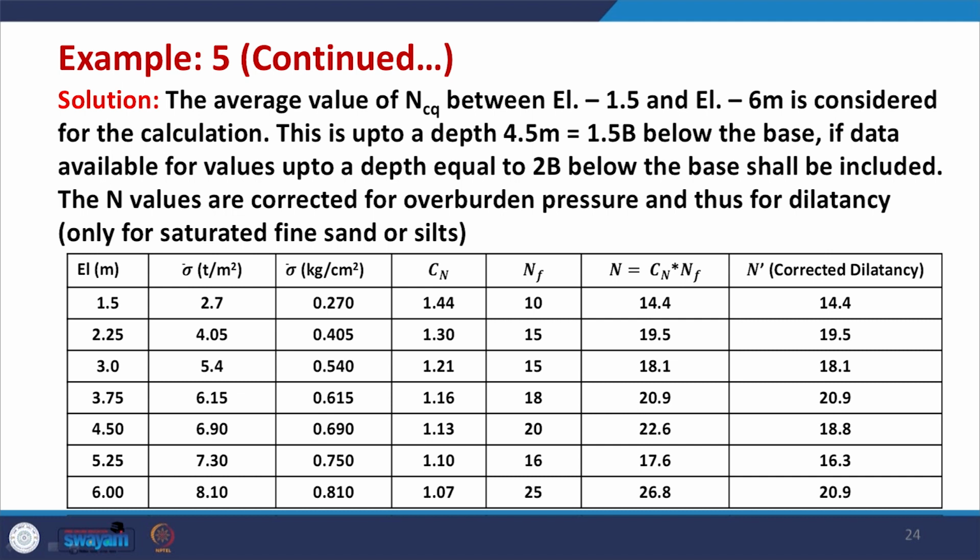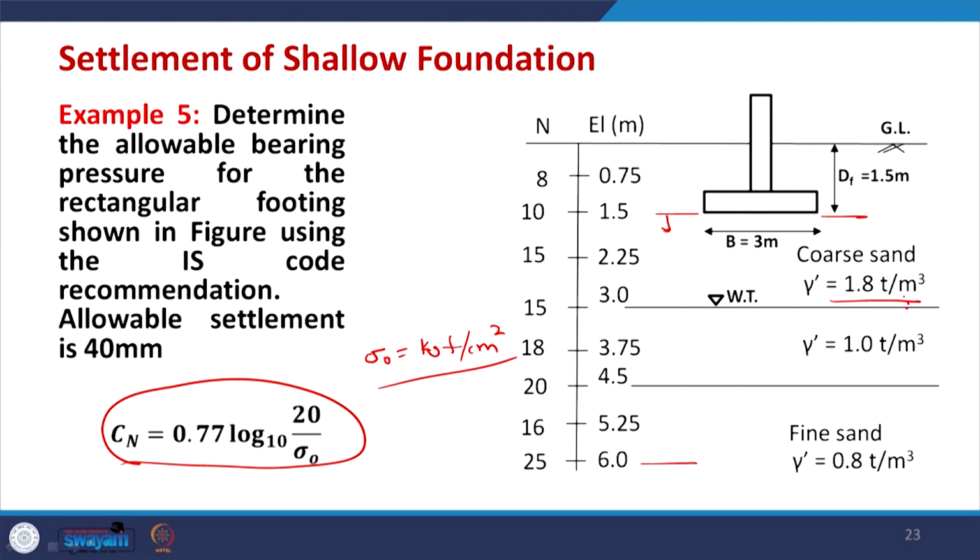So, this is what we have already discussed: the average value between elevation minus 1.5 to 6 meter is considered for the calculation, and this is enough data, 4.5 meter equal to 1.5 B. So, data are enough. Now, the first column is elevation, which is given; the second column is calculated simply as gamma into h, where gamma is not constant, and you need to understand that the given gamma is varying. Gamma for the first layer is 1.8 ton per meter cube, for the second layer 1 ton per meter cube, while the third layer is 0.8 ton per meter cube.